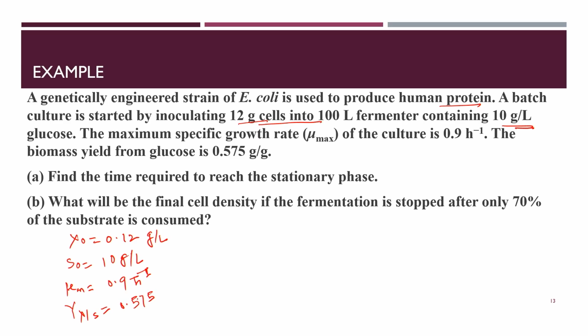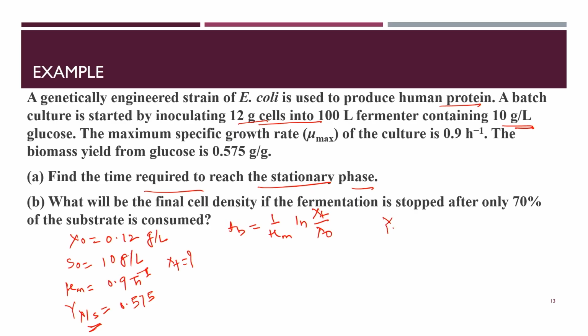0.57. Now, first you have to find the time required to reach the stationary phase. It means you have to calculate the batch time. Quickly you can calculate, if you remember, TB equals 1 upon mu max ln, if I write in terms of biomass, ln xf upon x naught, but here xf is not given. So, how can we find xf? We can find xf from y.